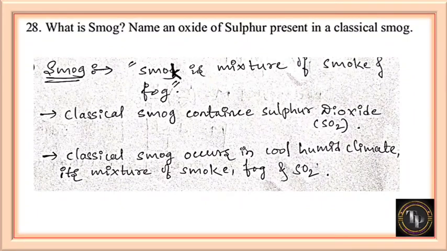Classical smog contains sulfur dioxide. Remember, what is classical smog? It occurs in cool, humid climate. It's a mixture of smoke, fog and SO2. But the gas present in classical smog is SO2. Remember, what is smog? A mixture of smoke and fog.